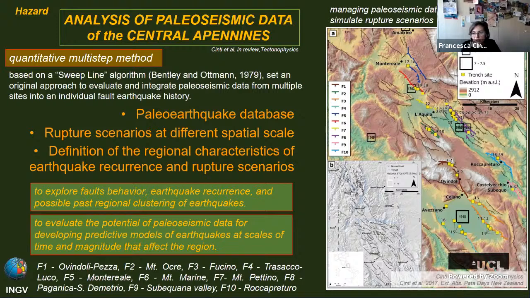So on the map, the yellow rectangles show the trench sites that are considered on 10 selected faults. We selected 10 faults in this analysis. We are testing, but we are ready with 6 other faults, reaching a total of 80 trench sites to analyze. And in the development, we also want to include other past records from other kinds of fault investigation.